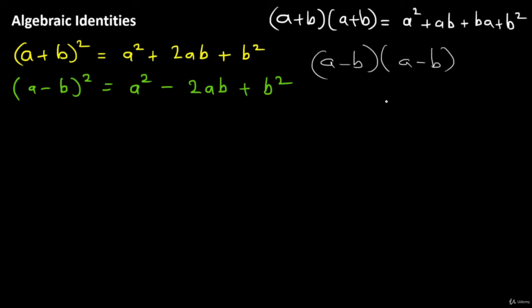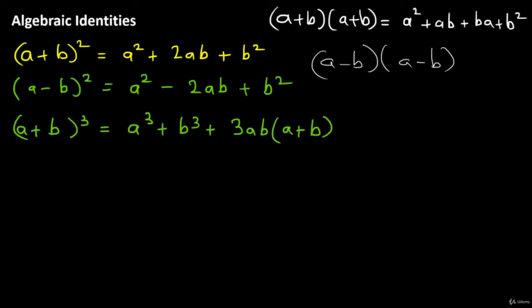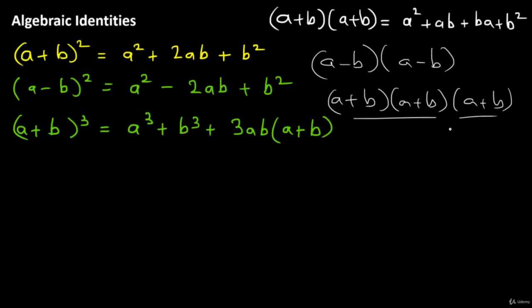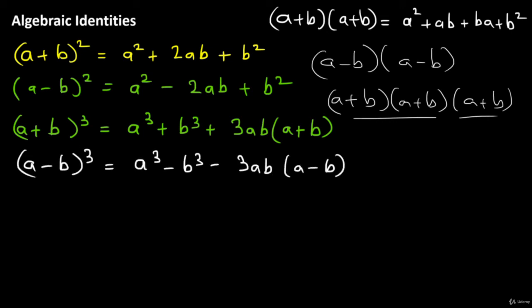All right, now the next one would be a plus b the whole cube, which is equal to a cube plus b cube plus 3ab into a plus b. Now over here you can check it out by doing a plus b into a plus b into a plus b. So first you simplify this part and then you multiply that with a plus b. So you'll get this part. Now another one would be a minus b the whole cube, that's a cube minus b cube minus 3ab into a minus b. Now I'll tell you a way to remember these four identities.